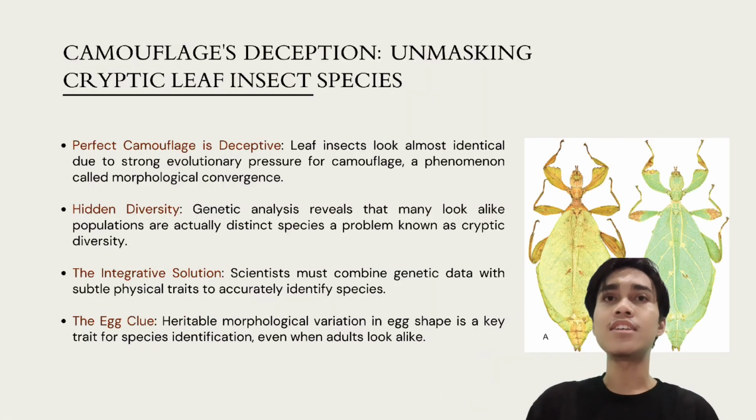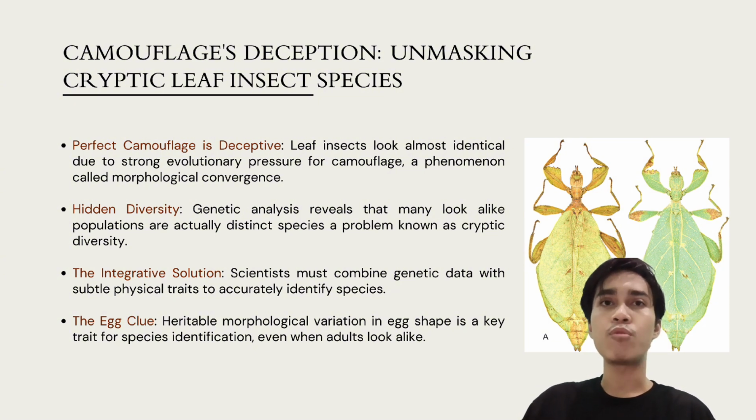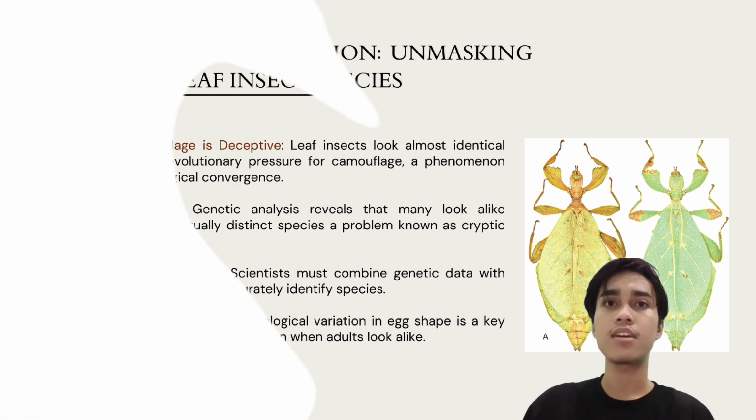Welcome to Camouflage Deception: unmasking cryptic leaf insect species. Leaf insects are masters of disguise, looking almost identical due to intense evolutionary pressure, a phenomenon called morphological convergence. However, this perfect camouflage is deception. Genetic analysis has uncovered a problem known as hidden diversity. Many of these look-alike populations are in fact distinct species. To accurately identify them, scientists must use an integrative solution combining genetic data with subtle physical traits. One of the most reliable subtle traits is the egg shape. Heritable variation in egg shape is a key for species identification even when the adults look alike.